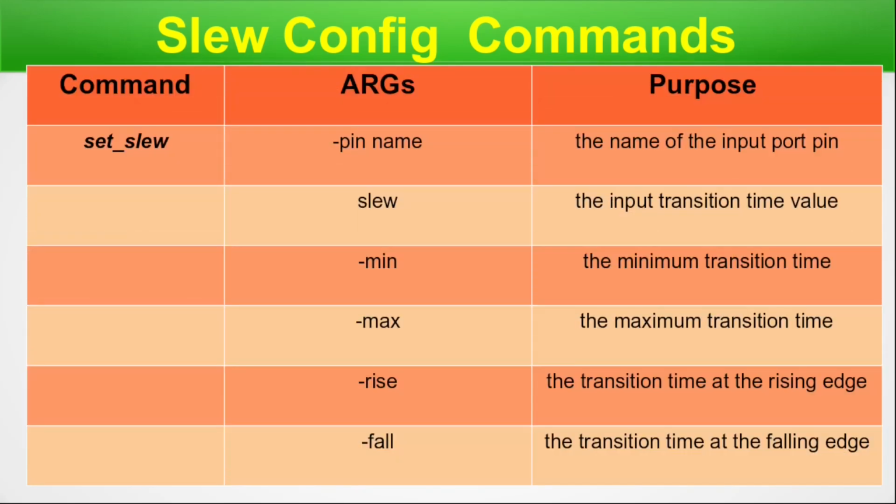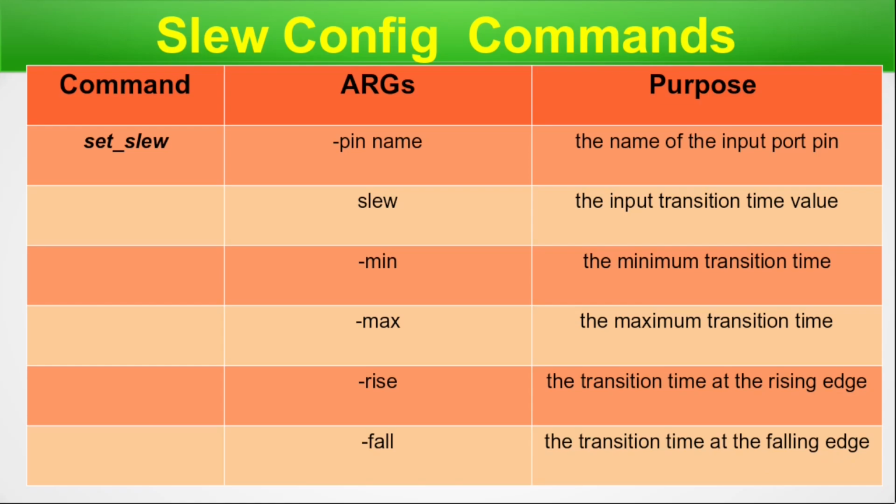Slew config command. We can play with the slew using this command. Let me describe how. Here is my mouse pointer. Here the set slew command is there, and you can see all the arguments are in this column and the purpose is in this column. So pin name, the name of the input port pin on which we are setting the slew, then the slew value, the input transition time value, min, the minimum transition time, max, the maximum transition time, rise, the transition time at the rising edge, fall, the transition time at the falling edge. I think these are very straightforward in meaning.